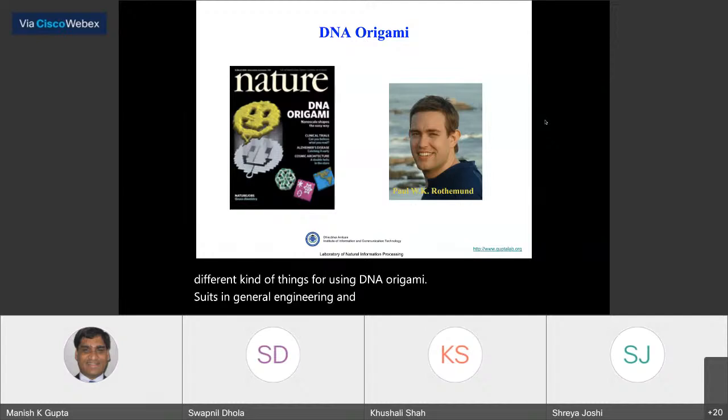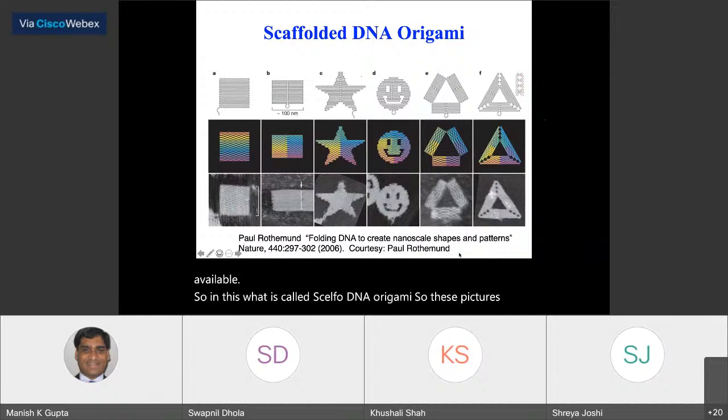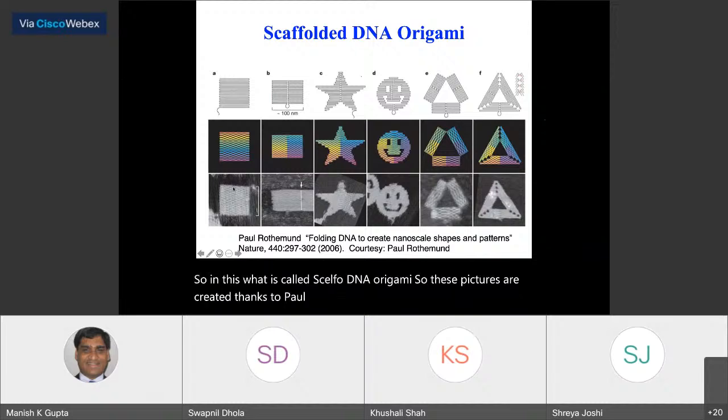Software is available for doing this. CAD Nano is one of them, and there are many more things available. In what is called scaffold DNA origami, these pictures are created. Thanks to Paul Ottman, who allowed me to use these pictures. This paper you can look at: folding DNA to create nanoscale shapes and patterns. This is the main paper I was talking about.